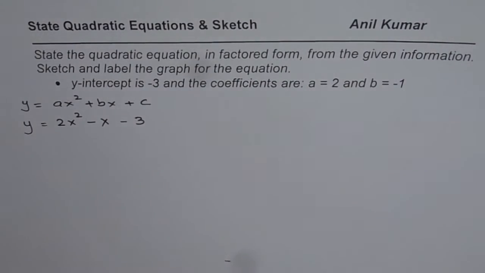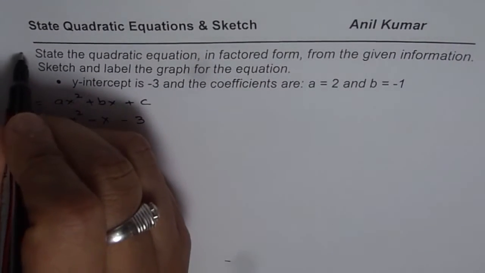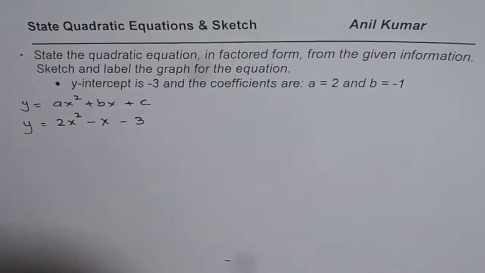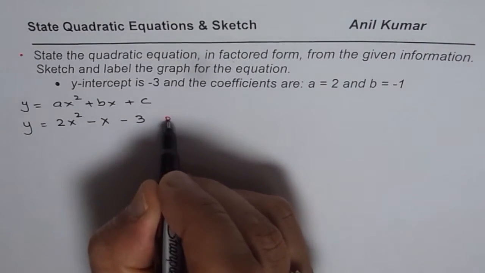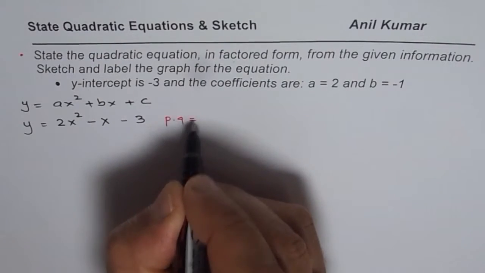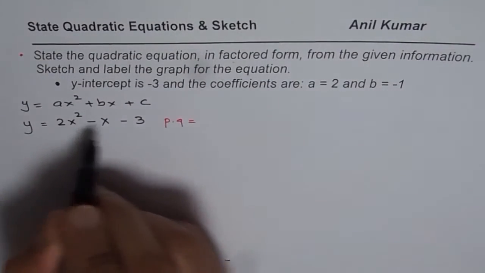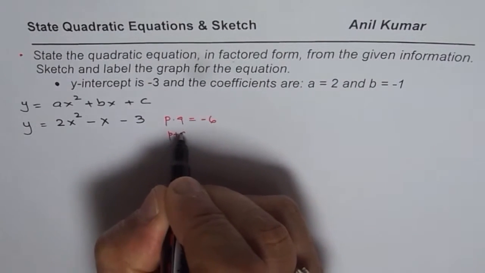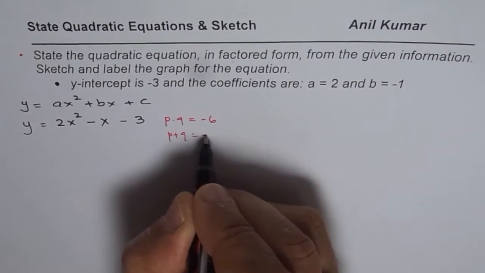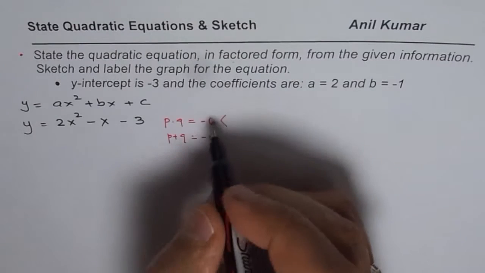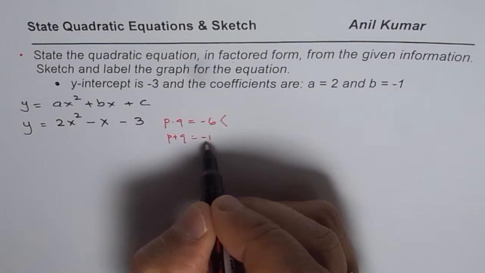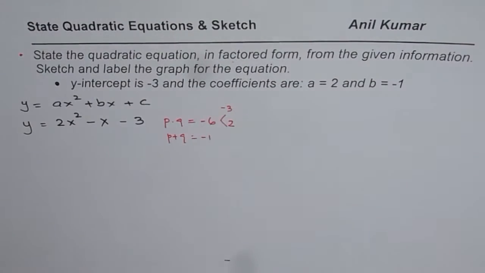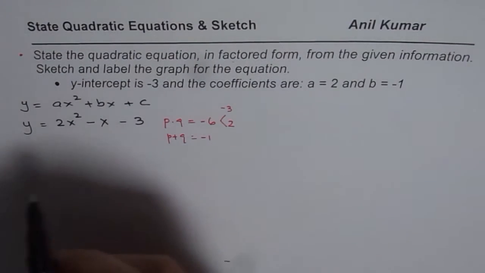What we need to do is state the quadratic equation in factored form. So let us factor it. To factor, we are looking for two numbers p and q, whose product should be 2 times -3, which is -6, and whose sum should be -1, right? So the two numbers are -3 and 2, since the negative is larger. So that should help us to factor.